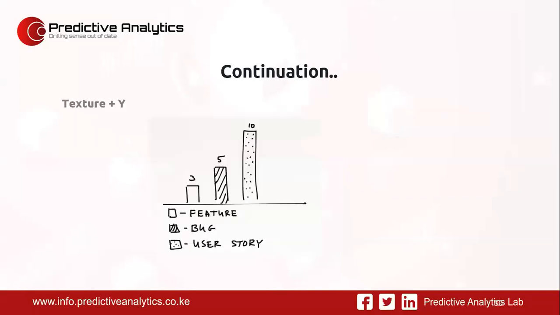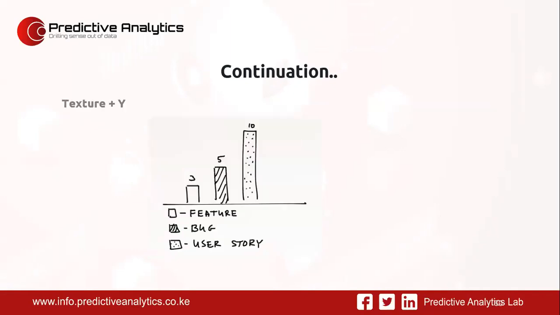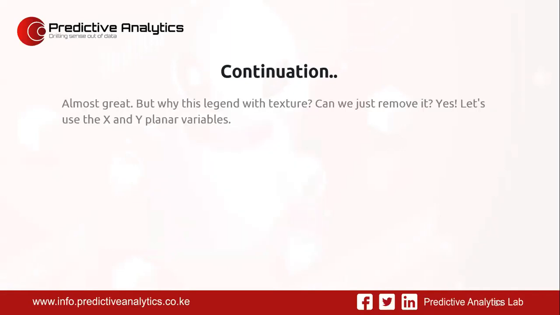So let's try to use texture and Y. Remember we have X and Y. On screen we have feature, bug, and user story. Bug has texture, user story has texture, feature has texture. All of them have textures. So it's almost great. But why this legend with texture? If you look at the legend, it has a texture. We can just remove it.